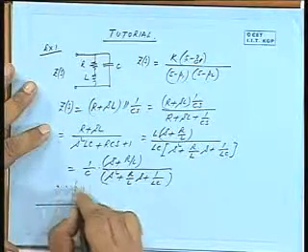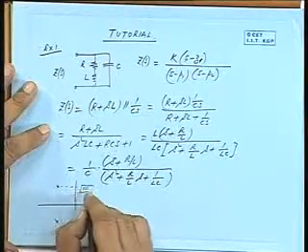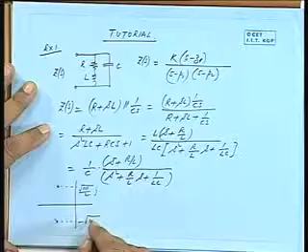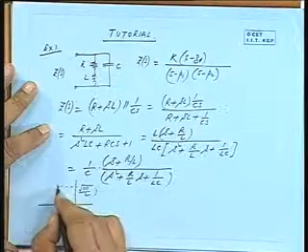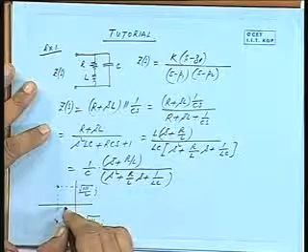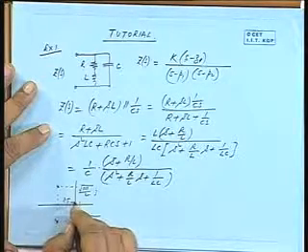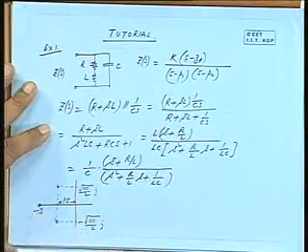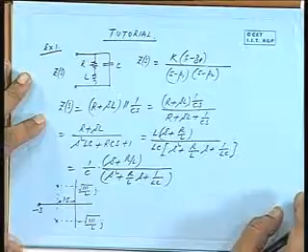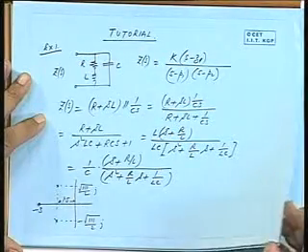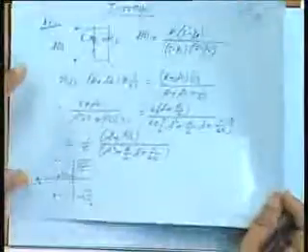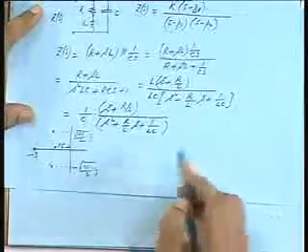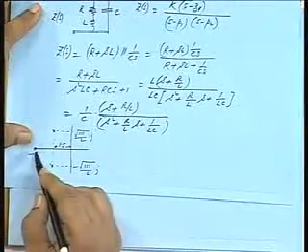This is root over of 111 by 2 j. This is minus root 111 by 2 j, and the real part is 1.5, that is 3 by 2, and the zero is at minus 3. So, compute the values of R, L and C. So, could you please tell me from here what would be the values?